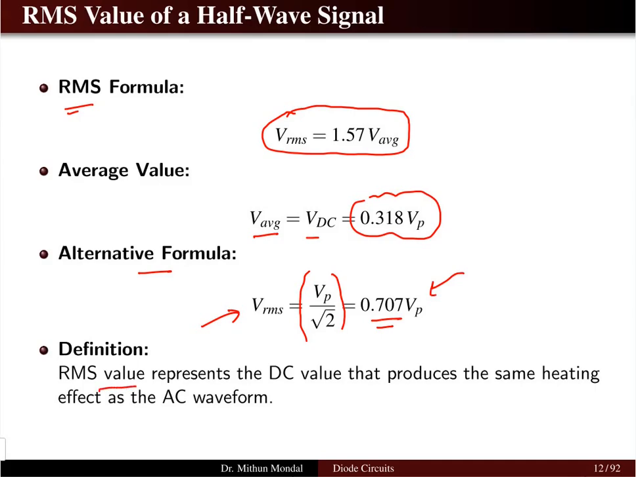The RMS value represents the DC value that produces the same heating effect as the AC waveform. We have discussed this concept in detail in the topic of basic electrical engineering and electrical circuits, where we compared the meaning of a root mean square RMS value and the meaning of a DC value. It produces the same heating effect, and in AC we talk mostly about RMS, and in DC we talk only about the average.